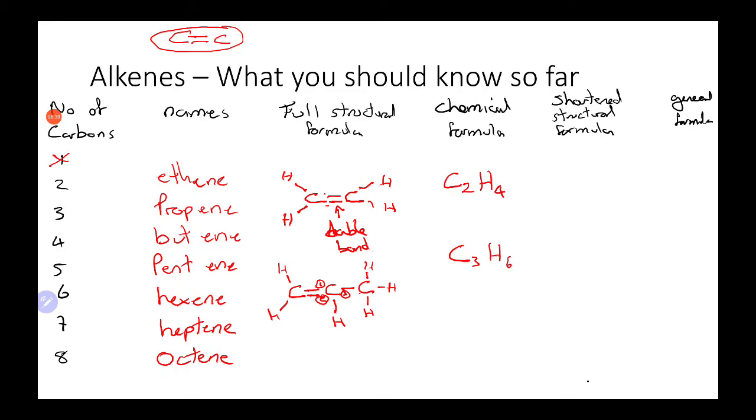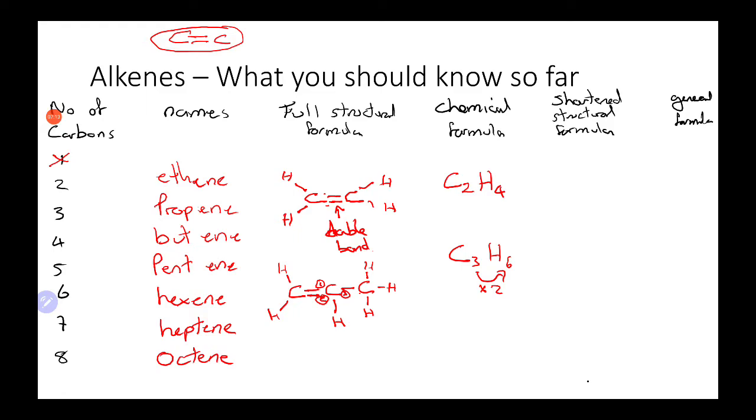Hopefully you're seeing a pattern starting to emerge, just like you did with the alkanes. If you look, what do you do to the number of carbons to get the number of hydrogens for the alkenes? If you double it, you'll get the number of hydrogens. So 2 carbons doubled is 4, so you've got 2 carbons, you end up with 4 hydrogens. 3 carbons doubled is 6 hydrogens. So you see, all you need to do is double the number of carbons to get the number of hydrogens.